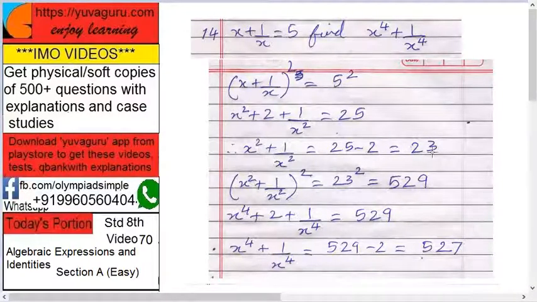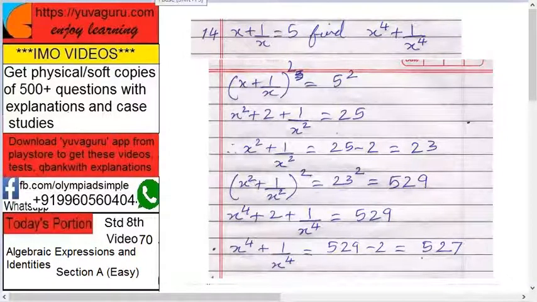So again do the same logic, same thing to this. So x square plus 1 upon x square the whole square equals 23 square. 23 square is 529. Learn tables up to 30, squares up to 30. That's what I say in every video. So solve this now. x raised to 4 plus 2 into x square gets cancelled, plus 1 upon x raised to 4 equals 529. Take 2 on this side. So x raised to 4 plus 1 upon x raised to 4 equals 527.